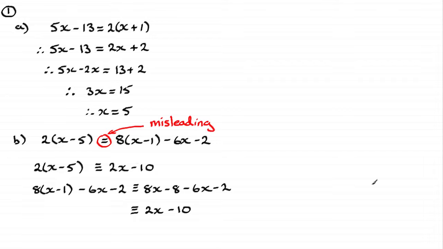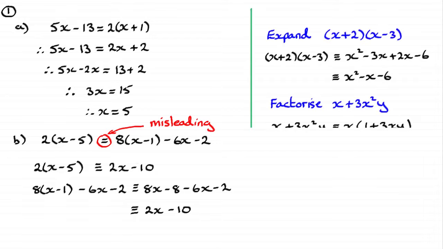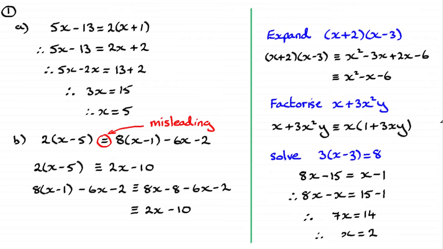Okay, so what I want to just remind you is that if you get a question, say, that says expand a couple of brackets, try not to write equals there. Try and say that this is identical to this when you expand it, which in turn is identical to this expression. You're going to get this when it comes to factorising. Say factorise x plus 3x squared times y. Use your identical sign. It's another way of writing this statement.